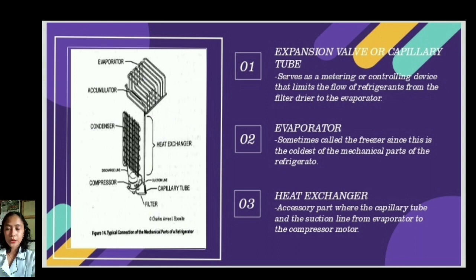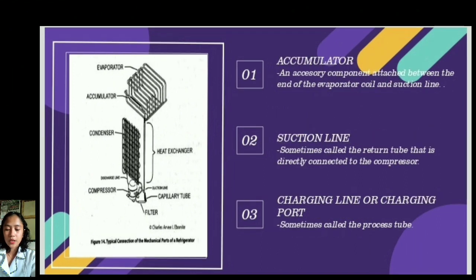This is the evaporator coil, sometimes called the freezer, since this is the coldest of the mechanical parts of the refrigerator. Like what I have said kanina, the evaporator is the upper part of your refrigerator. Next is the accumulator. You can see the accumulator and the evaporator, an accessory component attached between the end of the evaporator coil and the suction line.